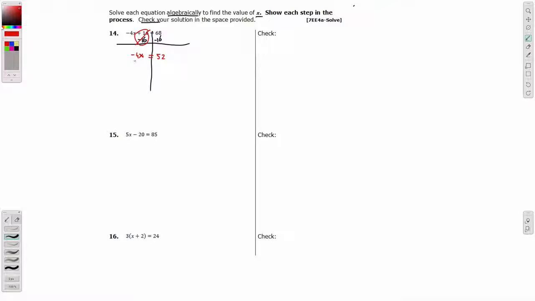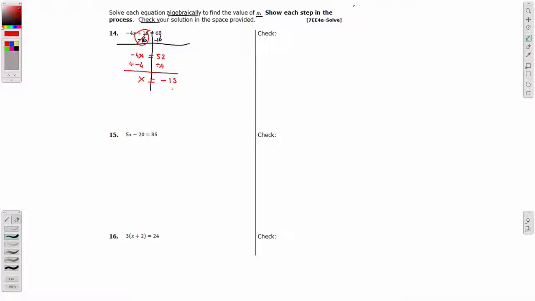Now I have to make positive 1x. So to make positive 1, I can divide by negative 4, which will do the same thing on the other side. Divide by negative 4. So negative 4 divided by negative 4 equals positive 1. So on this side, I have 1x remaining. And on this side, 52 divided by negative 4 is going to give me negative 13.